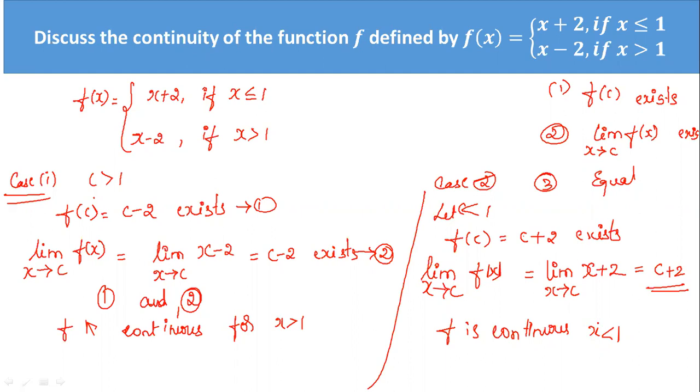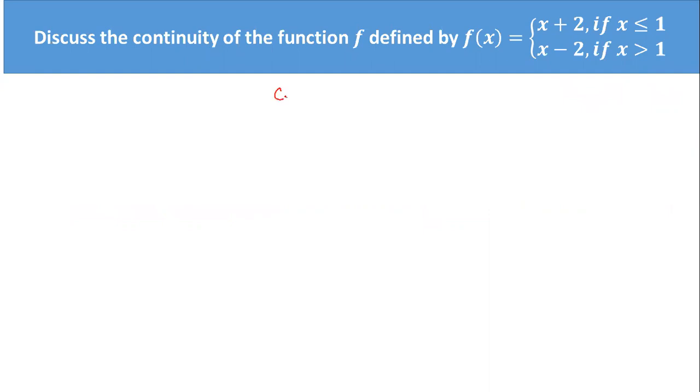Okay. So what is the third case which you have to verify? At c is equal to 1, correct? At c is equal to 1, what happens? Okay, c is equal to 1. So what is f of 1? Which definition I have to use at x is equal to 1? The first one or the second one? First one. So what does the first one say? F of x is x plus 2, correct?